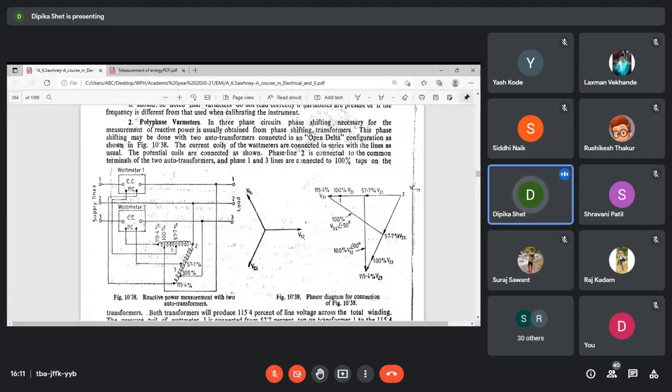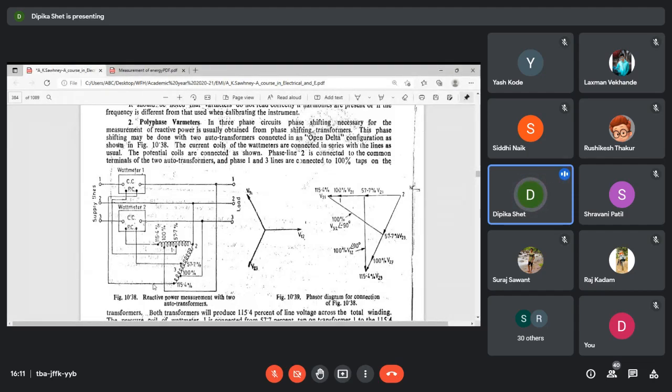So these are the two single phase auto transformers, and they are connected in an open delta configuration. Open delta means that if we connect this in delta, these are the three phases connected one after another. In this case it is an open delta, meaning there is an absence of the third winding. That is called the open delta configuration.